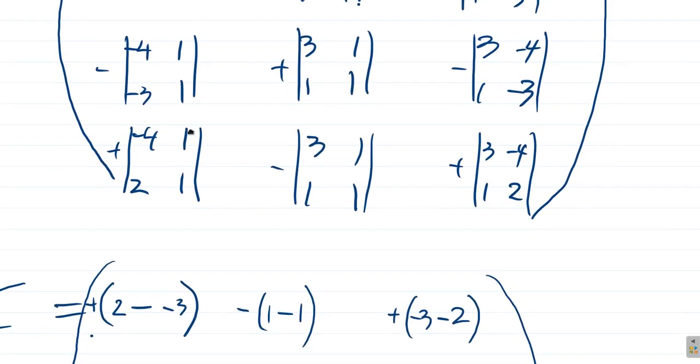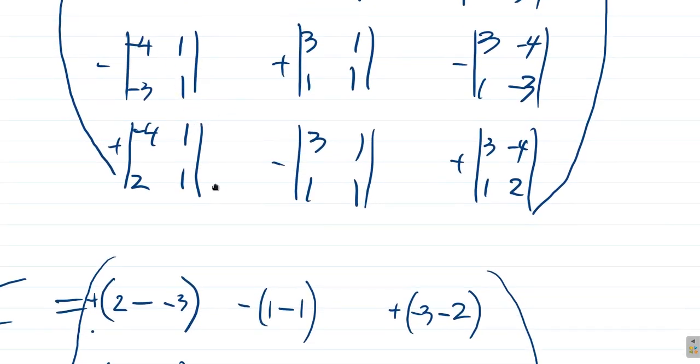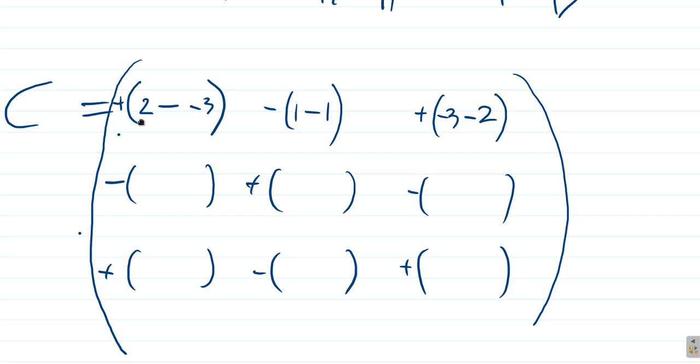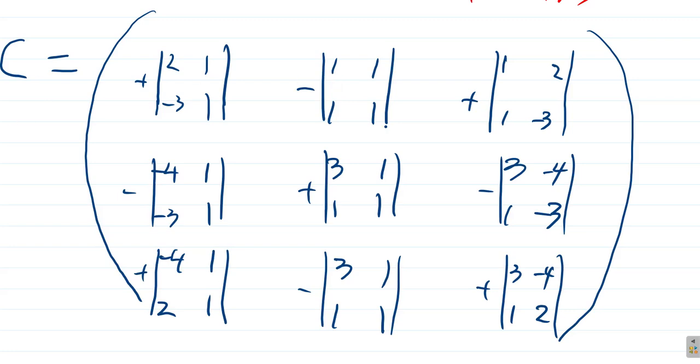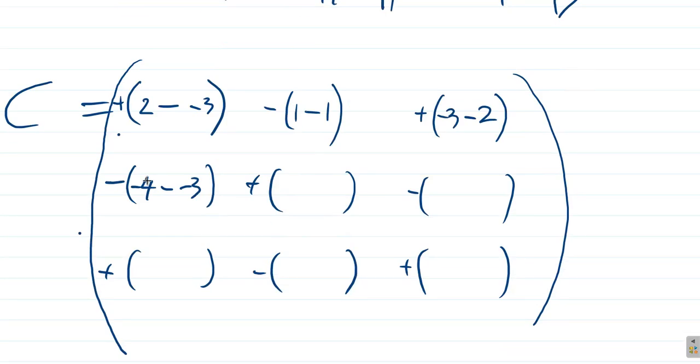What's going to be in this bracket now? Negative 4 by 1 minus 1 by negative 3. So it's negative 4 by 1 is negative 4, minus 1 by negative 3, which is negative 3. This one is 3 by 1 minus 1 by 1. 3 by 1 is 3, minus 1 by 1 is 1.